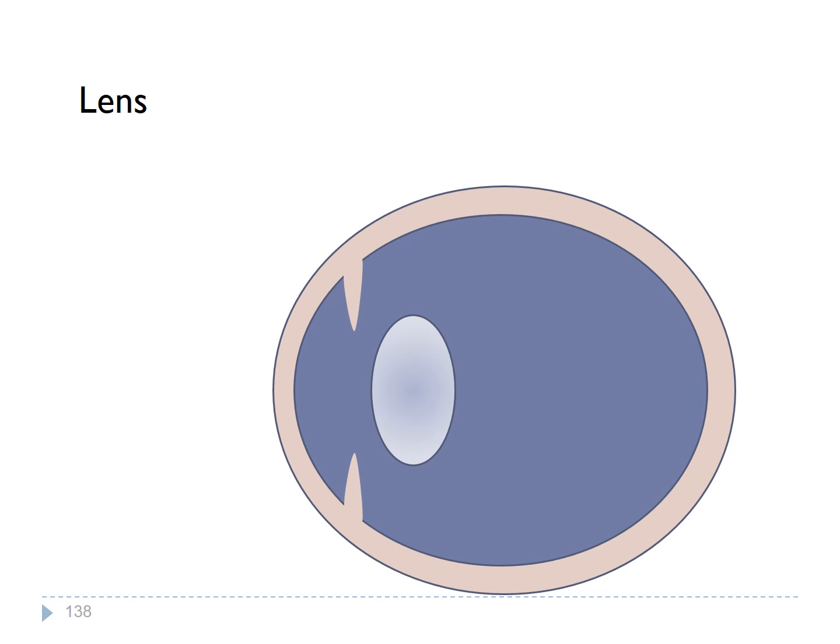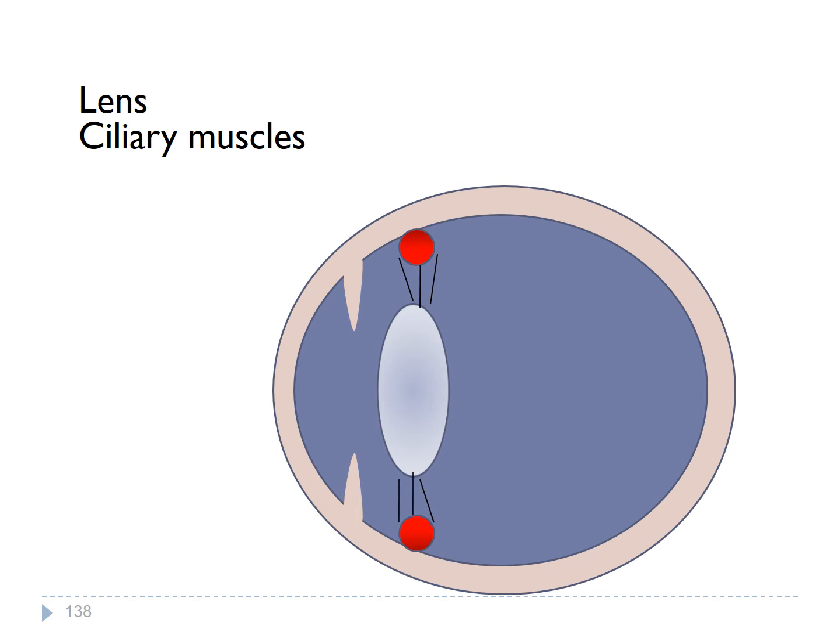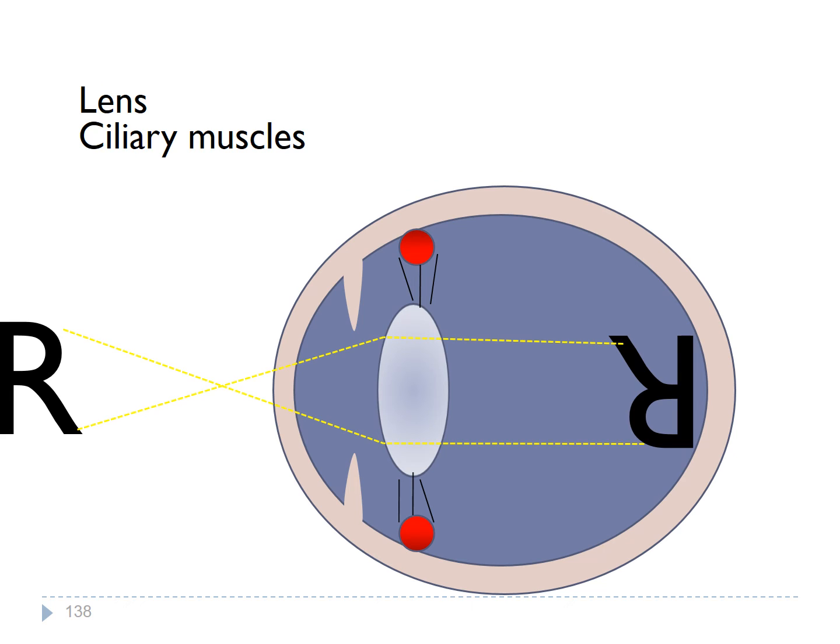When looking at distant objects, we need the lens to be flat and not bend light very much. To do this, the ciliary muscles would be relaxed. Therefore, the suspensory ligaments would be stretched tight, pulling the lens flat. Distant objects would then be in focus on the back of the retina.